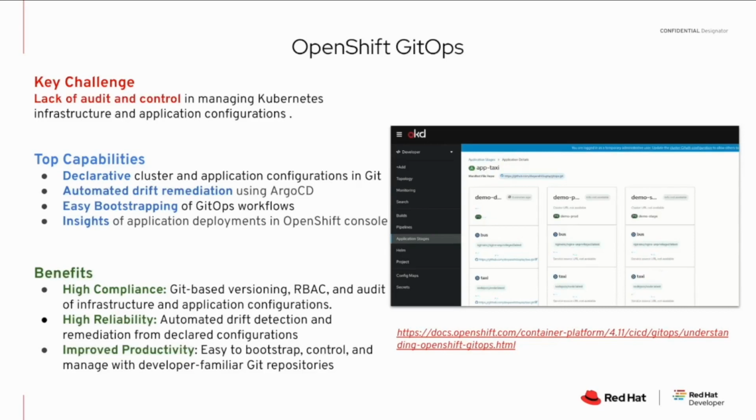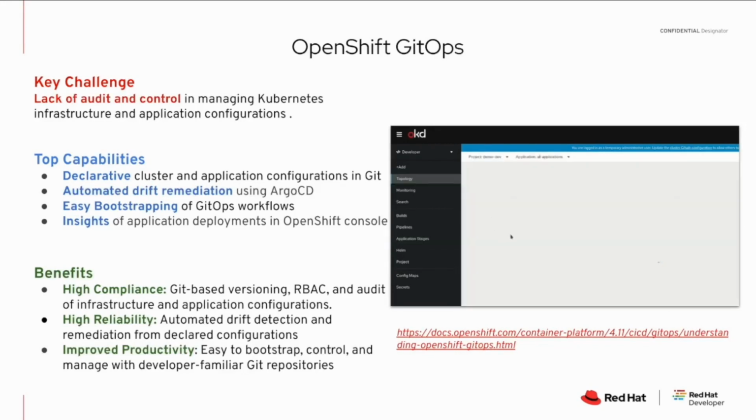And as you do this, as we said, it's about audit. So we give you insights into how the applications are working, what's drifting, and when it was done, like when the last push was made into Git. We bring that information to you directly in the OpenShift console, as the screenshot shows. So the benefits are you get great compliance with Git-based versioning, RBAC, and all those. It's extremely reliable, because you're declaring something, and with automated drift detection and remediation, you can be sure that what you've declared is what is going to happen in your runtime environment.